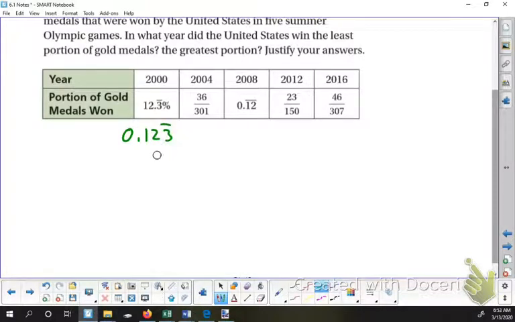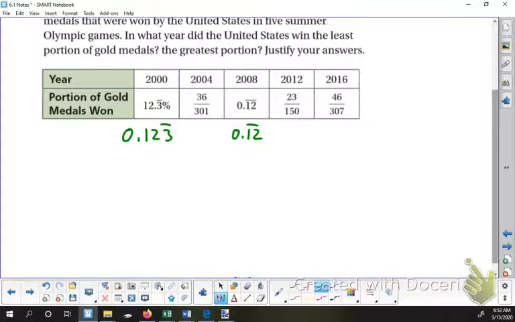And that's going to be 0.123. Just the 3 is repeating. This one is already done, 0.12 repeating. So this one goes 1, 2, 3. This one goes 1, 2, 1, 2. So this one is smaller. Okay? So right now, that's my largest. That's my smallest. Now, I have to do 36 divided by 301.